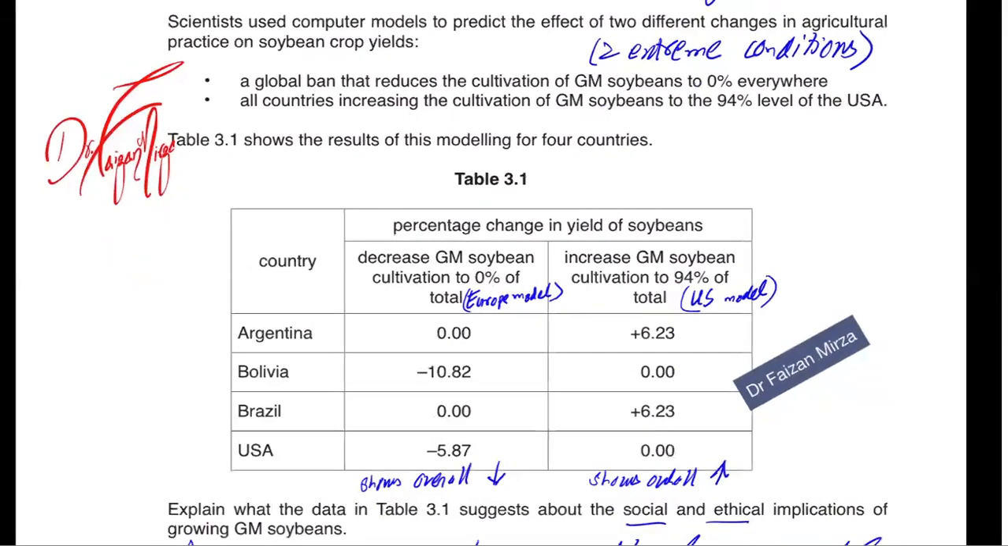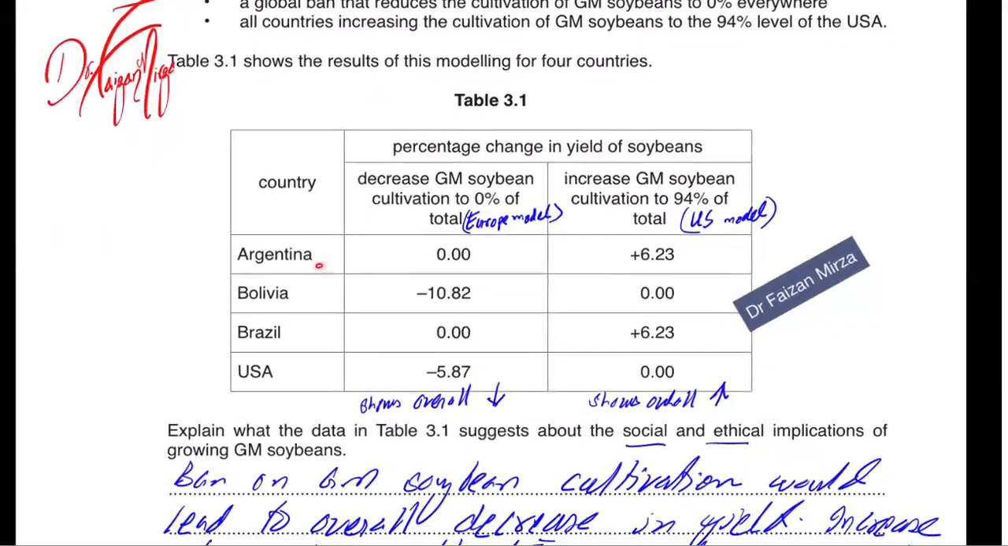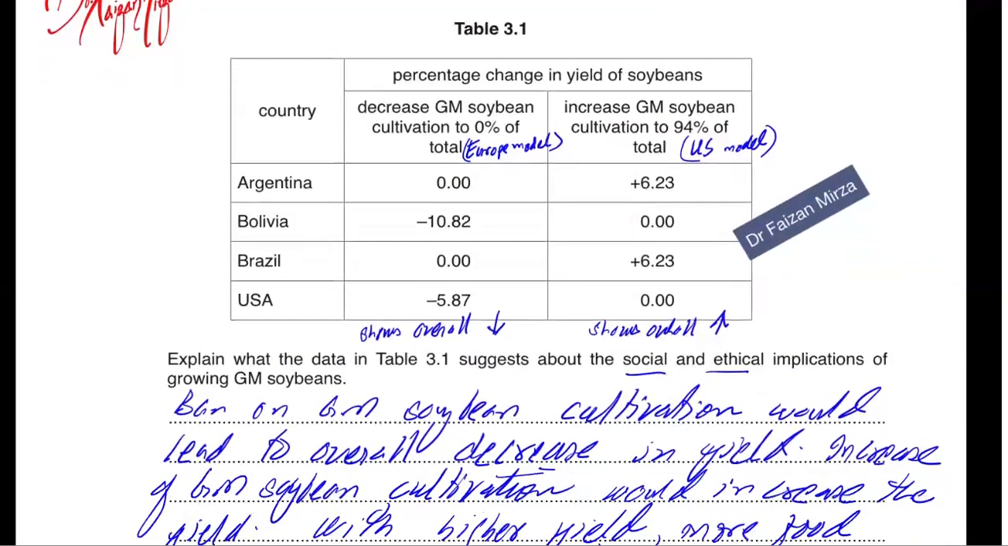Table 3.1 shows the results of this modeling for 4 countries. So if you apply both the Europe model and the US model to these 4 countries, what do we see? We see the percentage change in the yield of soybean. With the Europe model, the yield is not affected in 2 countries, but it reduces in the others, like Bolivia and the US, so overall it shows a decrease. But if the US model is used, we see no change in the US and Bolivia, but we see a positive change, or increase, in the other 2 countries.